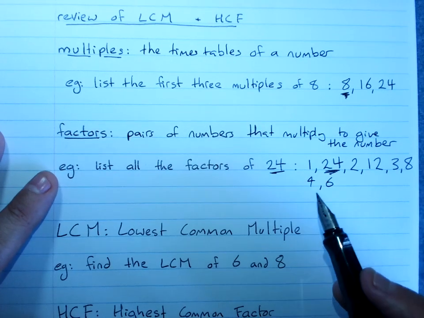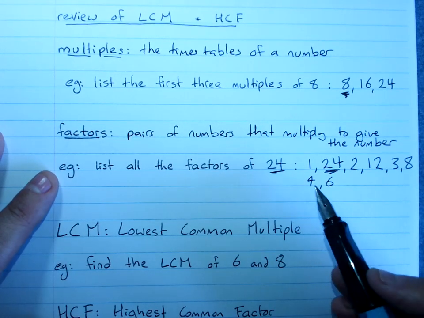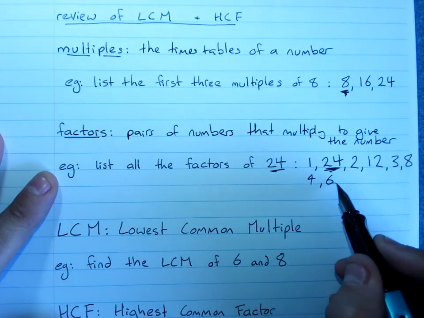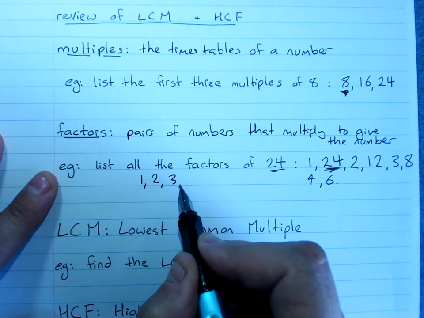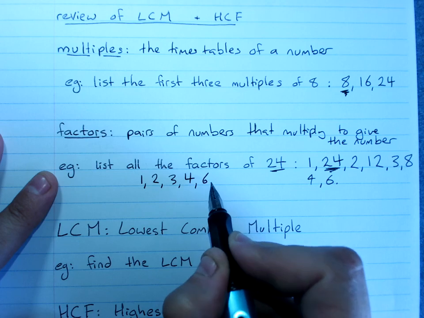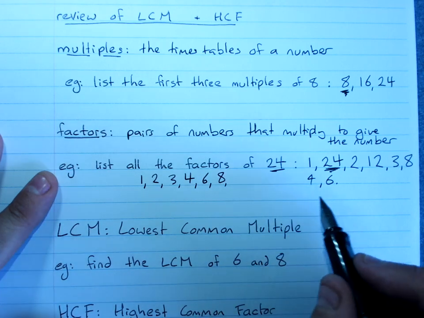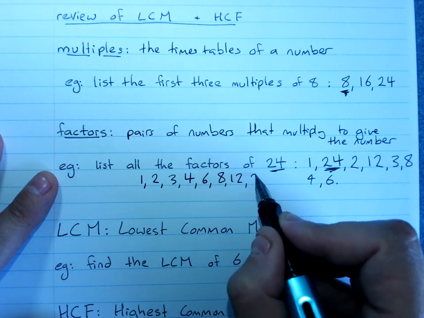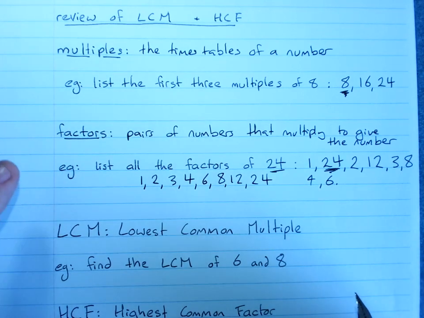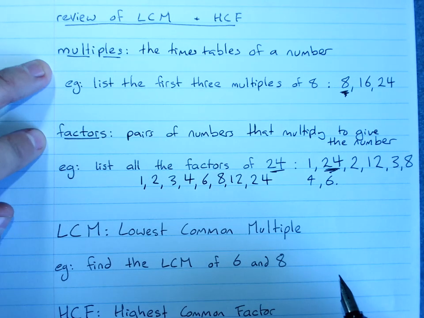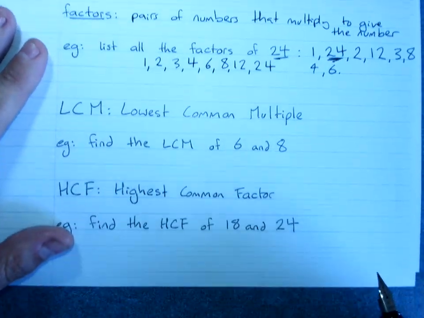So you've got to look at all the pairs of numbers that would give you 24. And you can always grab the multiplication grid if you need to do that. It's a good idea to then put them in order from smallest to largest. So they're all the numbers that could go into 24. So that's a reminder what factors and multiples are.